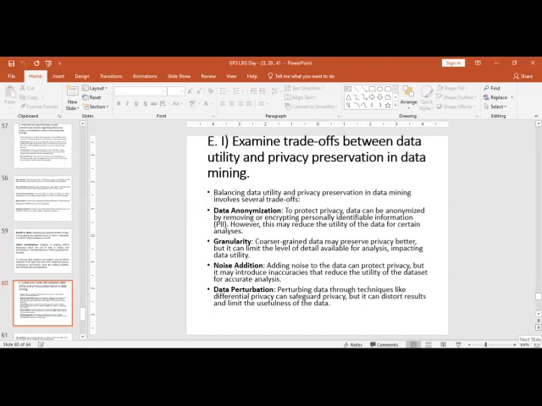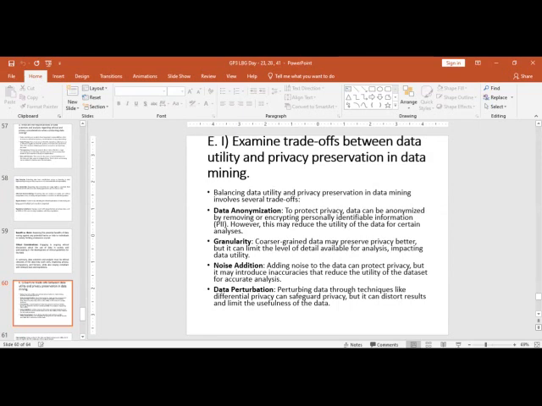Examine the trade-offs between data utility and privacy preservation in data mining. Balancing data utility and privacy preservation in data mining involves several trade-offs. Data anonymization: to protect privacy, data can be anonymized by removing or encrypting personally identifiable information. However, this may reduce the utility of the data for certain analysis.